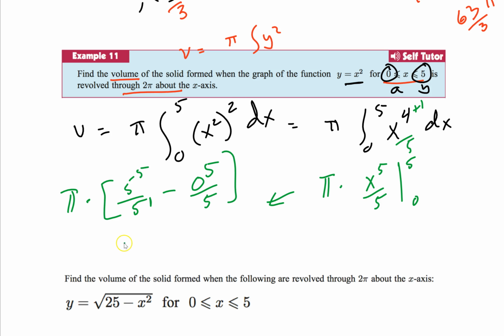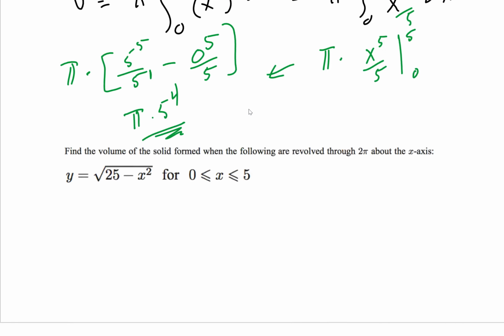So I'm going to get pi times 5 to the 4th. I don't know what 5 to the 4th is, but whatever that is. This is a 0. I have 5 to the 5th over 5 to the 1st, so 5 to the 4th. But again, that's the general idea. If I want volume, I just do that. Just use the formula. It's basically the area formula squared times pi. And it's in your formula sheet.